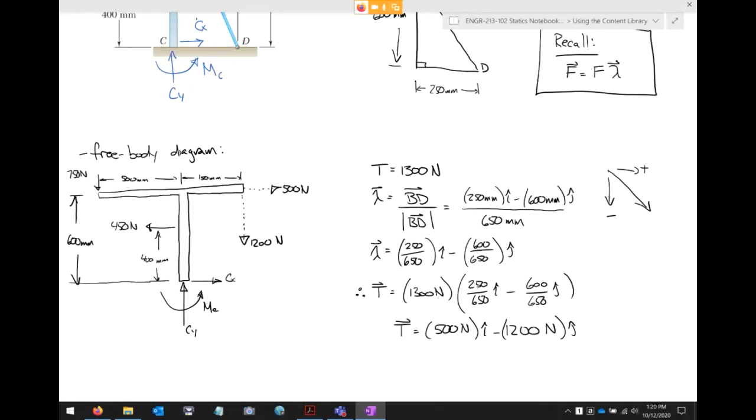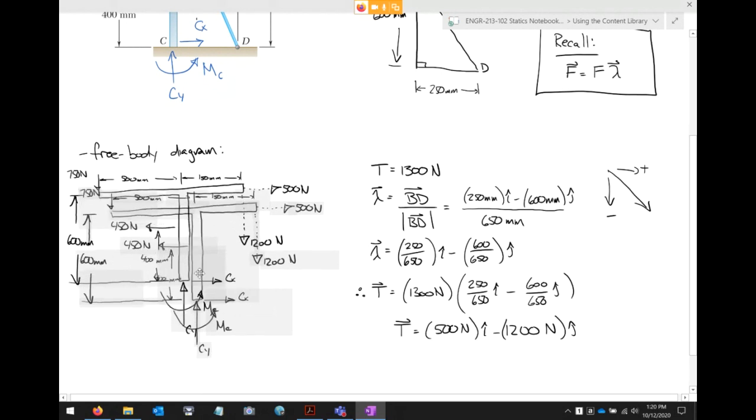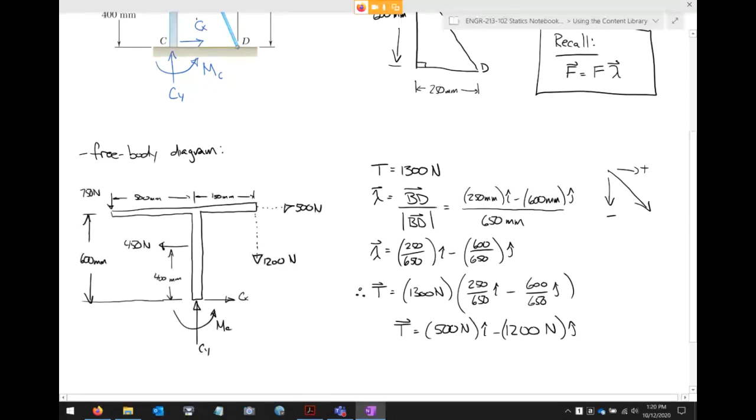All right. If you're good with this, then pretty much everything from here on out is going to be pretty easy. Let me move this down a bit just so I can see it a little easier.